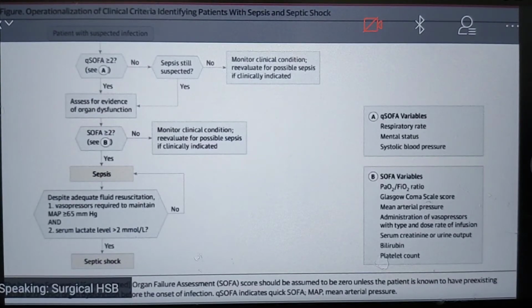If the Q-SOFA score is 1 or 0, but sepsis is still suspected, we need to assess for evidence of organ dysfunction also. Then if the Q-SOFA score is less than 2 and sepsis is not suspected, monitor clinical condition and re-evaluate for possible sepsis if clinically indicated.